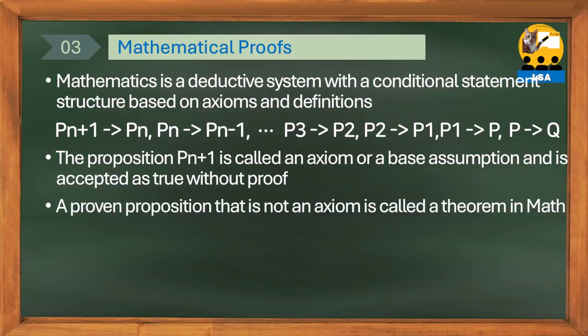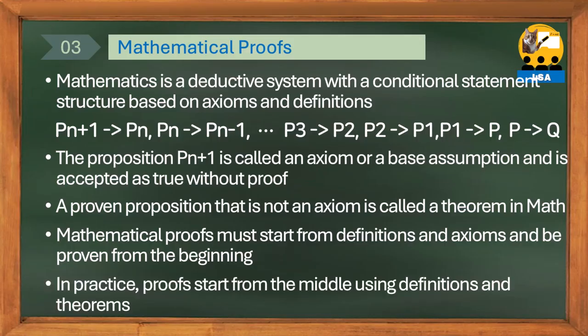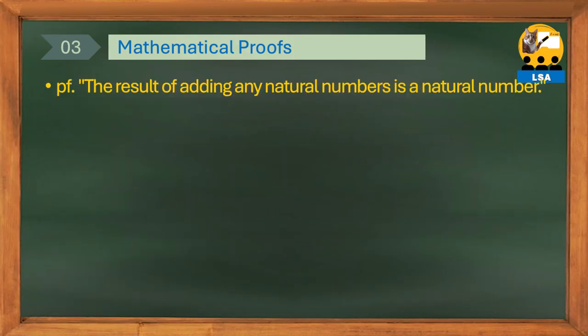All proofs in mathematics start from definitions and axioms and must be proven from the very first step, but in practice, for convenience, we use definitions and theorems to start proving from an intermediate step. What we need to prove here is the closure of the addition rule, that the result of adding any natural numbers is a natural number.